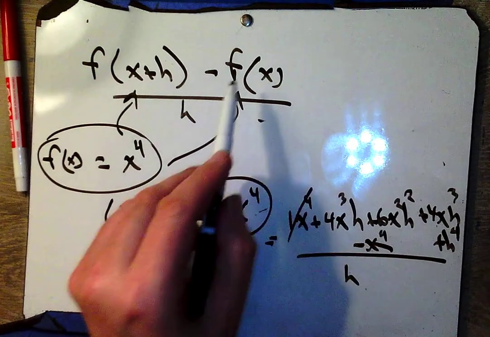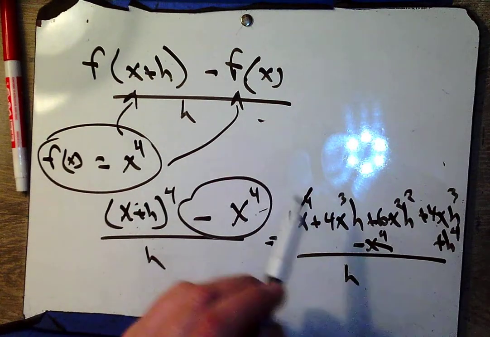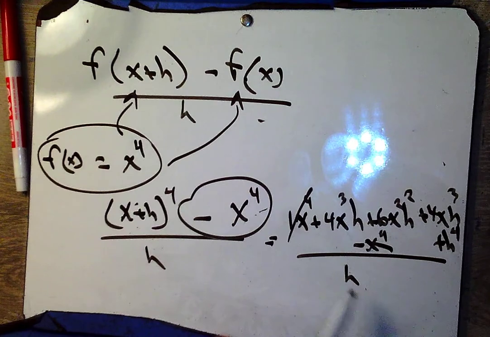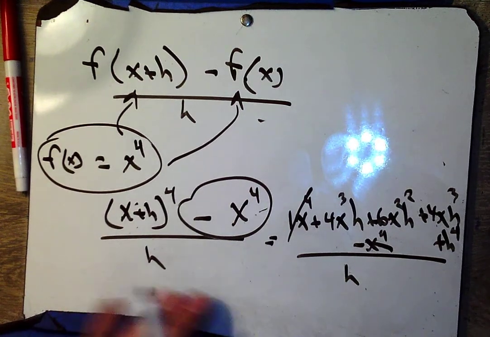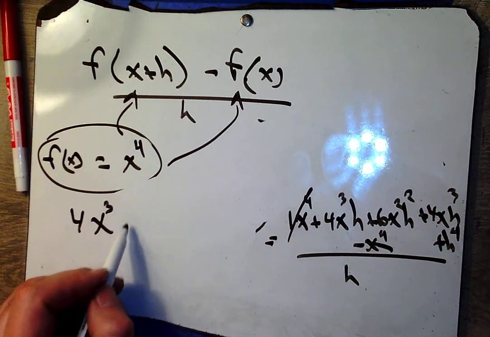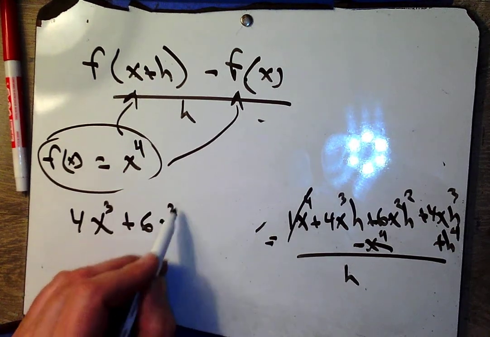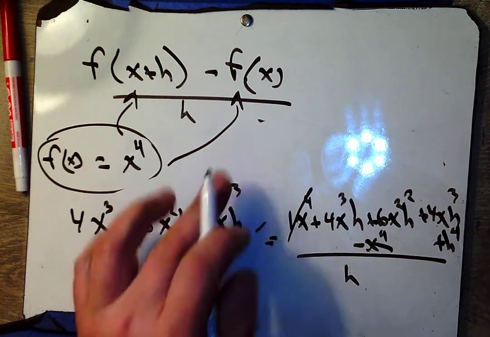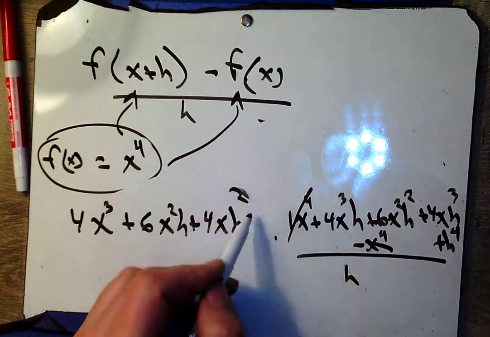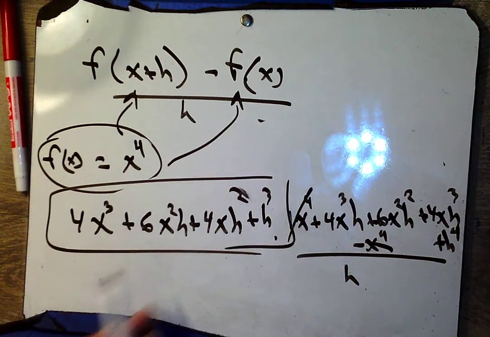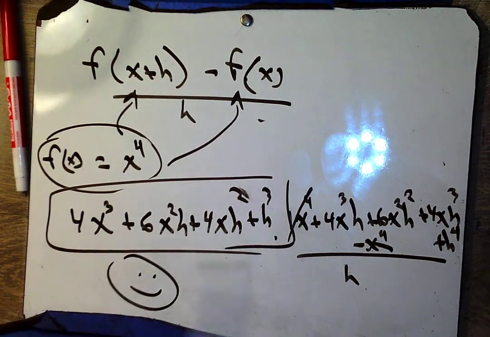Yeah, if that f of x doesn't cancel away, you've made a mistake. I notice that all of these have an h, so I can cancel out an h on top and bottom. And so what I'm left with is 4x to the third plus 6x squared h plus 4x h squared plus h to the third. And there's my answer.